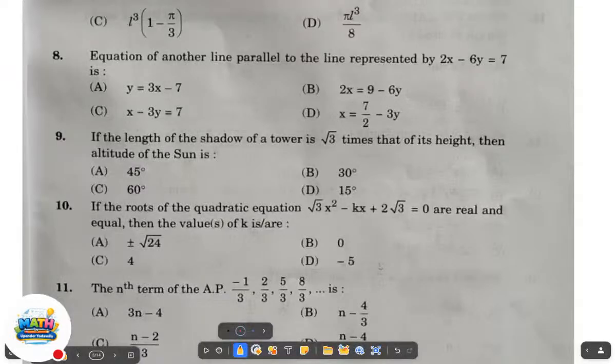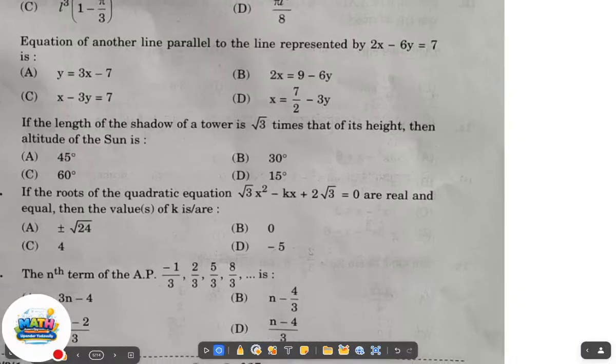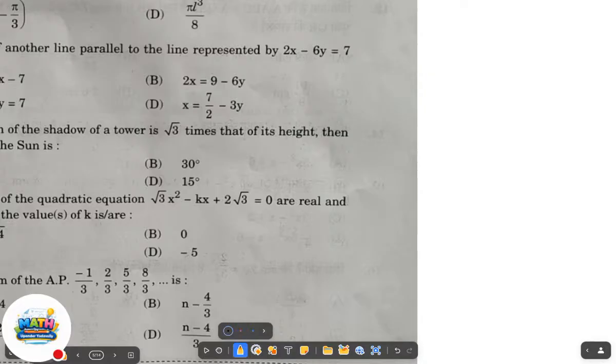Next, the 10th question. If the roots of the quadratic equation root 3 x square minus kx plus 2 root 3 are real and equal, then the value of k is? Okay, let's write what is given here. The given equation is root 3 x square minus kx plus 2 root 3, which has real and equal roots, right?